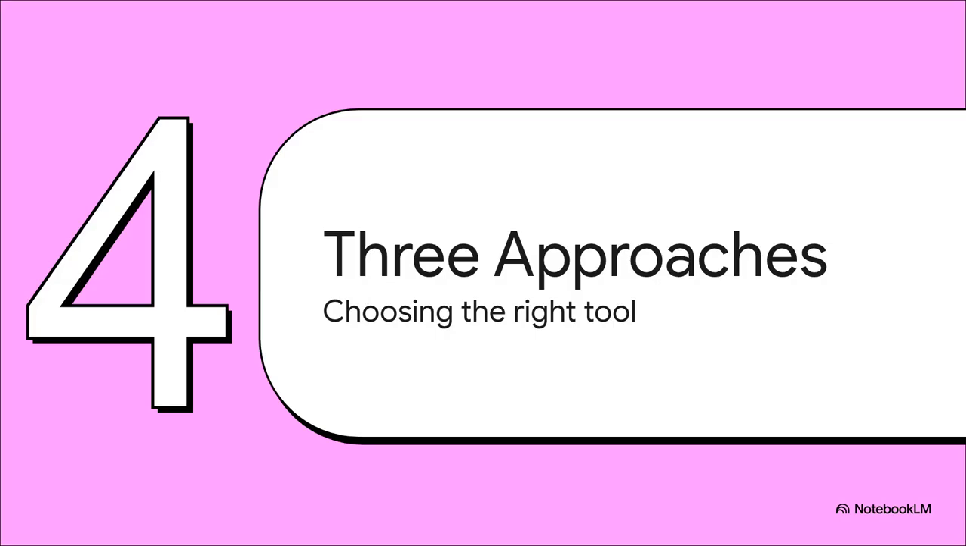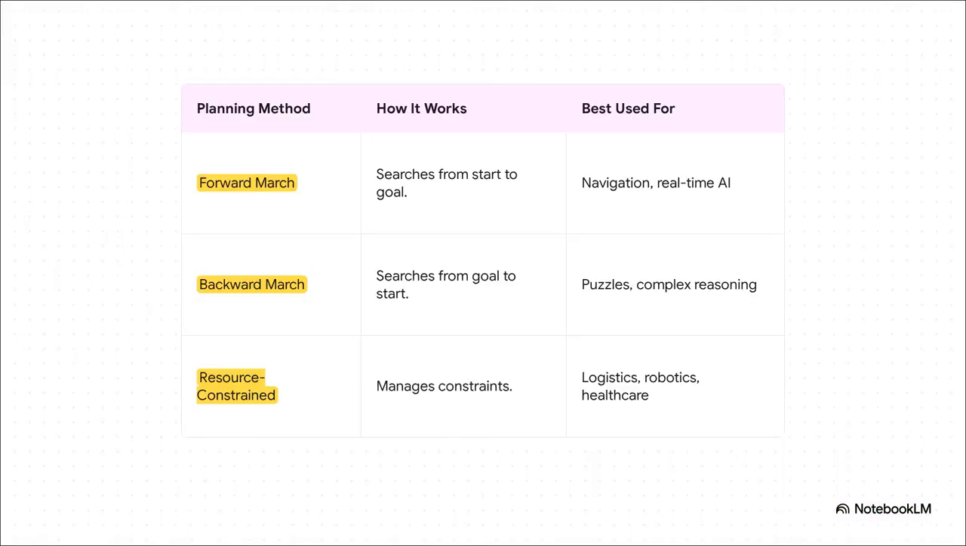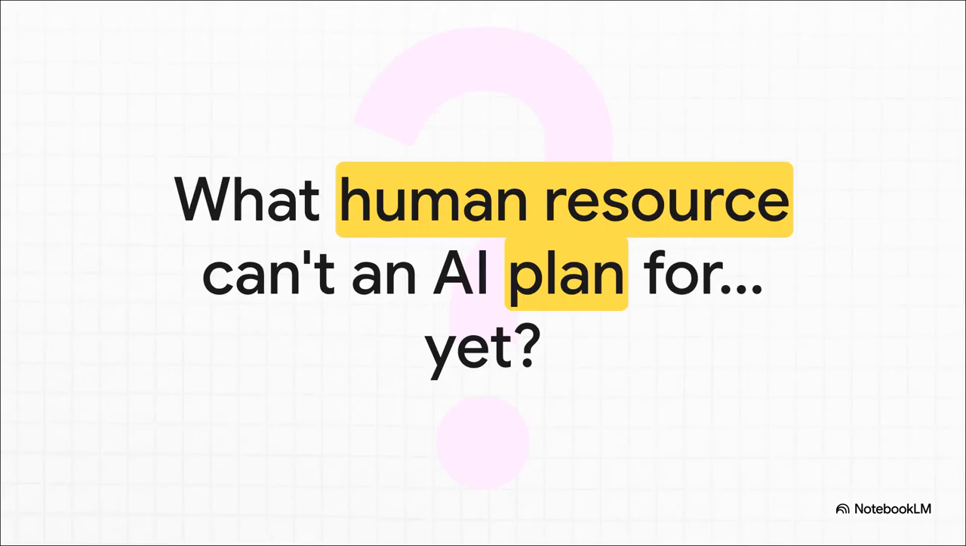So, we've walked through three pretty different ways an AI can build a plan. Let's bring them all together and think of them as different tools for different jobs. This table really is the perfect summary. You've got Forward March, your basic, straightforward navigator. You've got Backward March, your clever detective for solving puzzles. And then you have Resource-Constrained Planning, the master logistician that has to deal with the real world. Each one is a powerful tool in the AI's toolkit, and it just picks the right one for the problem it needs to solve.